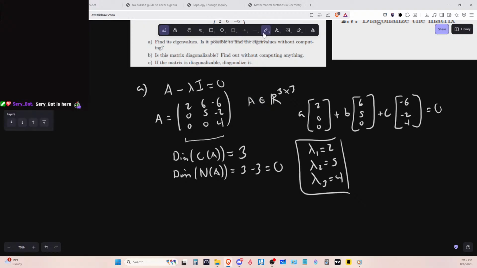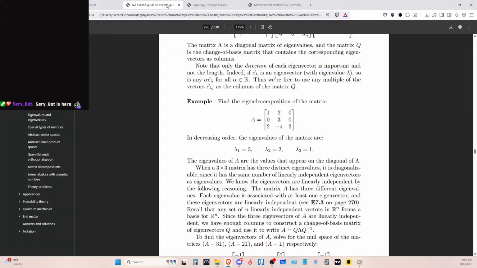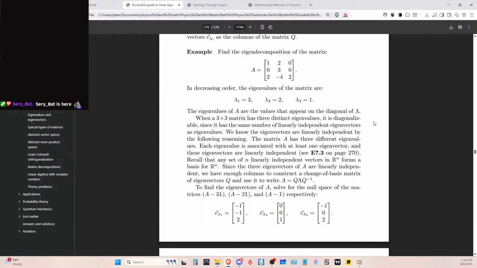Okay, so now question B, is the matrix diagonalizable? Well, it has 3 different eigenvalues. Find out without calculating anything. So is it that we just look at the eigenvalues and that's it? Surely there must be something more to it.